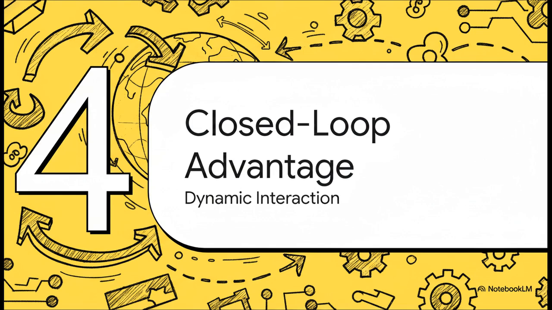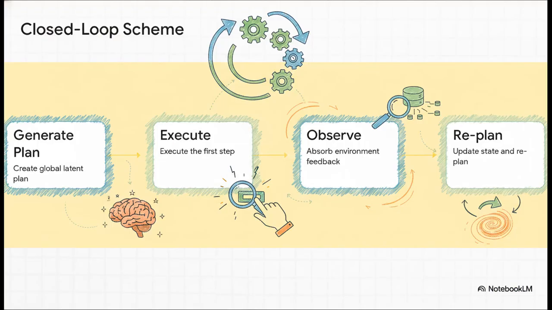Next up, part 4, the closed-loop advantage. Generating a great global plan is honestly only half the battle, right? Because real-world environments change the second you interact with them. To strictly attenuate error accumulation, the agent interacts dynamically using a 4-step closed-loop execution scheme.